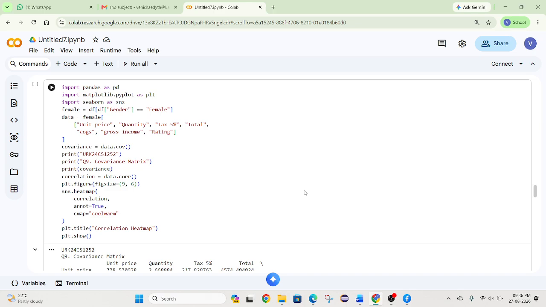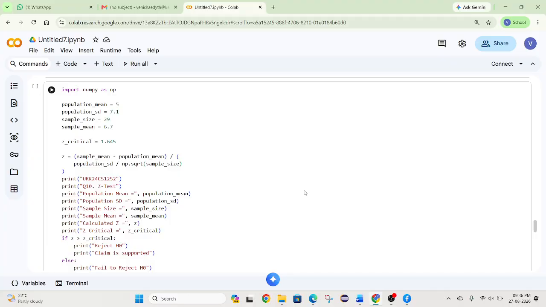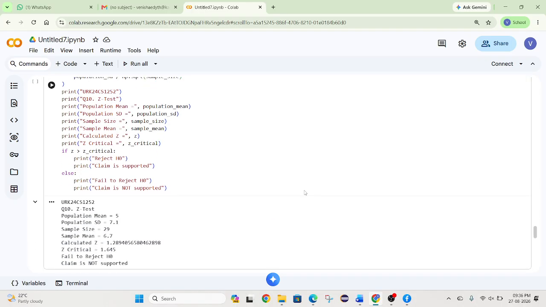Next, the 10th question is to calculate the Z-test. Finally, we test a claim about high protein gain. We use the sample data to test whether the claim is true. We calculate the Z value and compare it with the critical value 1.645. Since the calculated value is 1.289, the claim is not supported by the sample evidence.